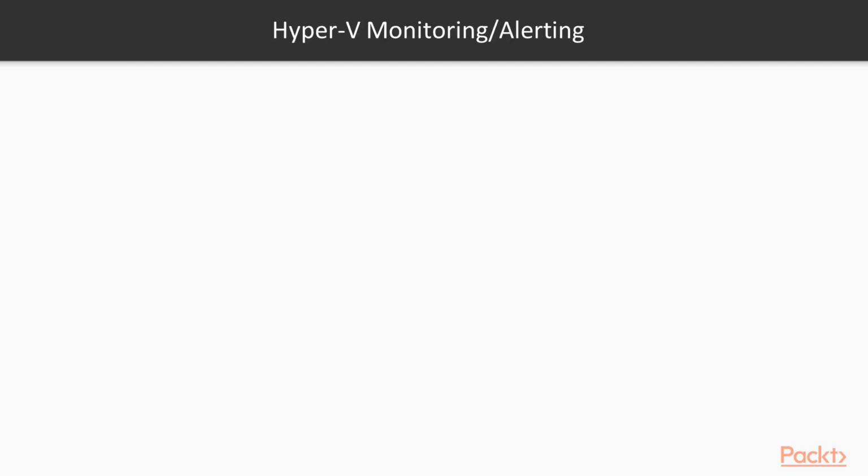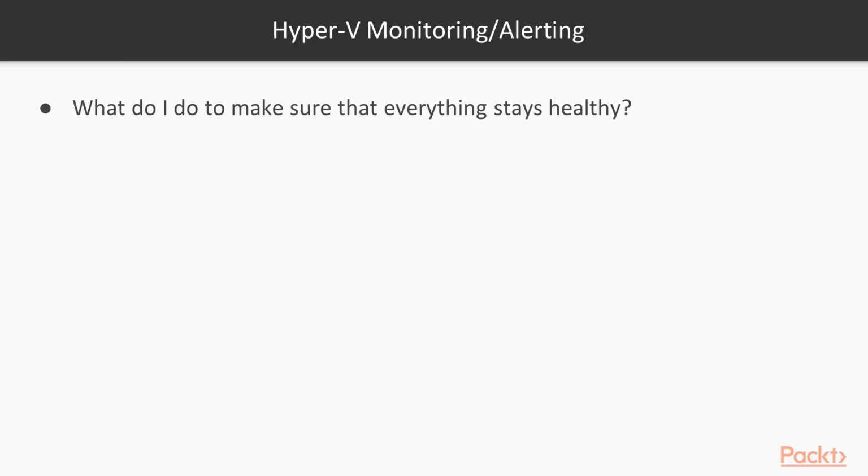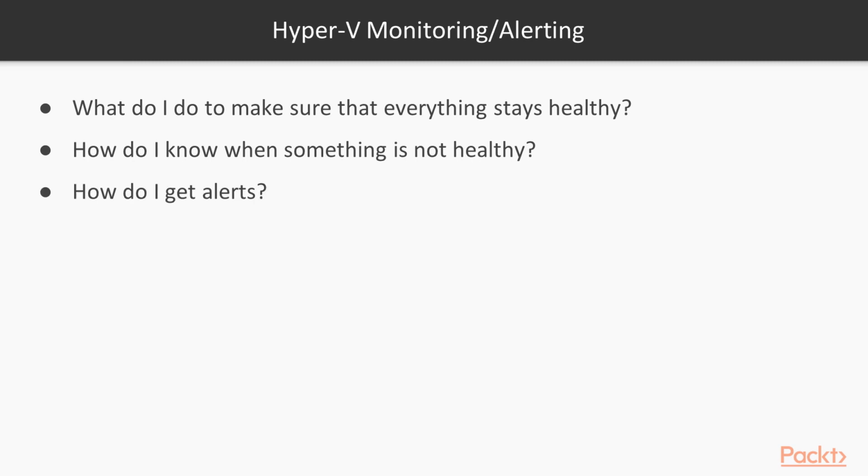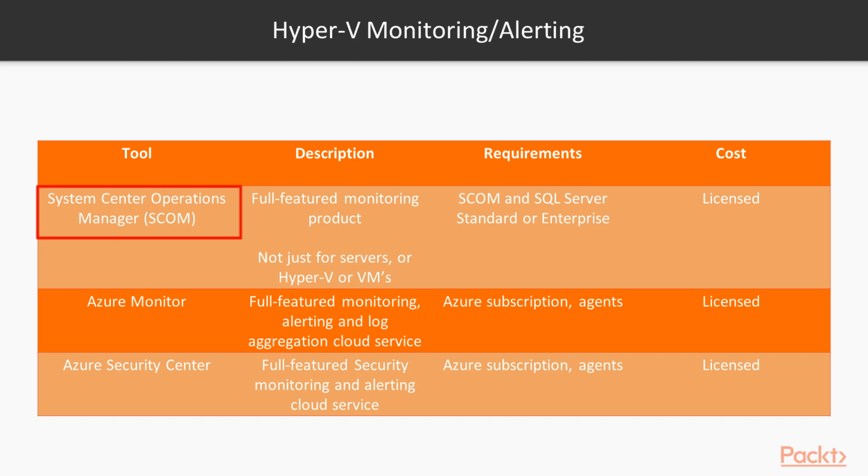Once my Hyper-V environment is deployed and I have a bunch of VMs deployed, what do I do to make sure that everything stays healthy? How do I know when something is not healthy? How do I get alerts? That is the purpose of the monitoring and alerting tools, and just like with virtualization management, a number of options here. The first is a System Center product again. In this case, it is Operations Manager, or SCOM.